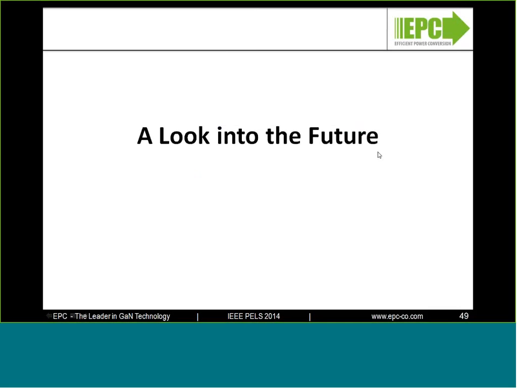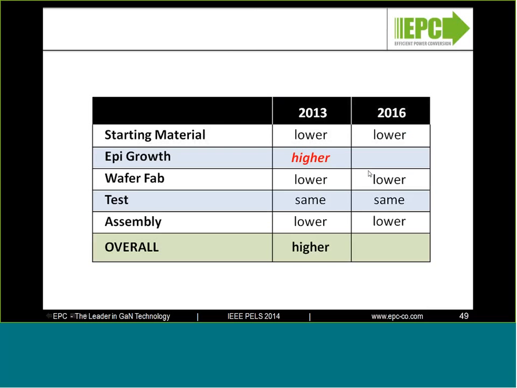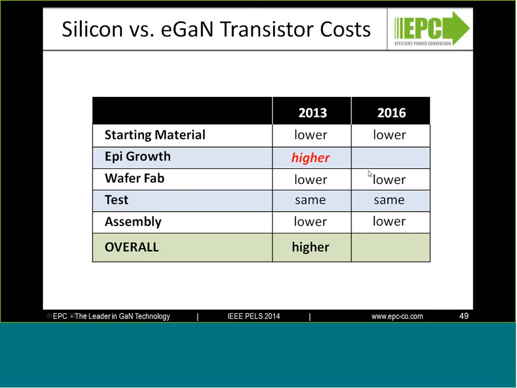In order to really see what the future is going to hold, you've got to understand how much it costs. And for that, I prepared this table, which compares the cost of a gallium nitride transistor against a silicon MOSFET with the same on-resistance and voltage. And I'm going to compare it for 2013 and look into the future, 2016. In 2013, the GaN devices are 3 to 5 times smaller than their silicon counterparts, and since they're also built on the same starting material, a piece of silicon, the starting material costs are lower.